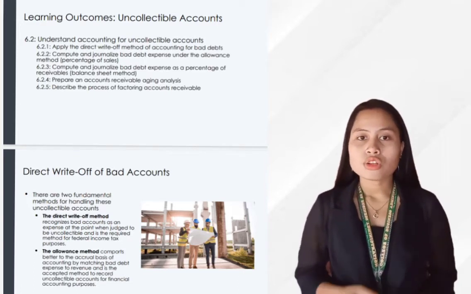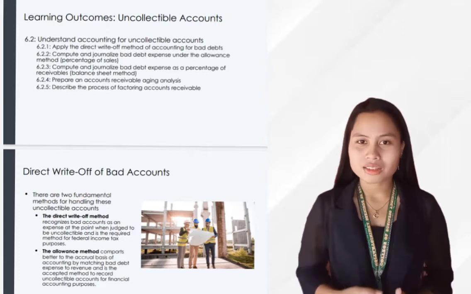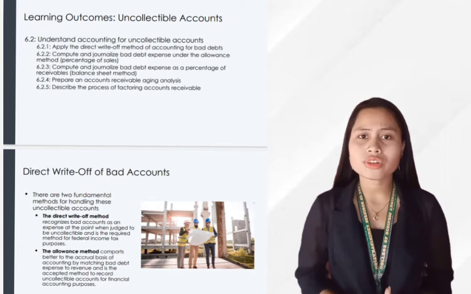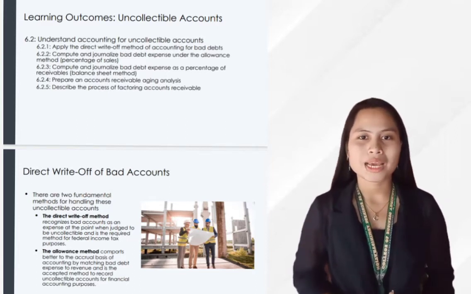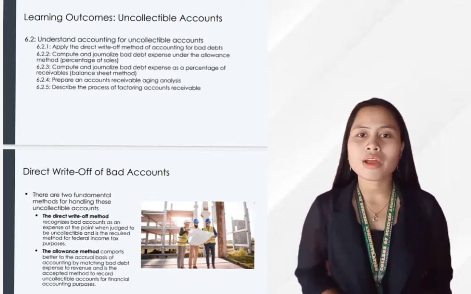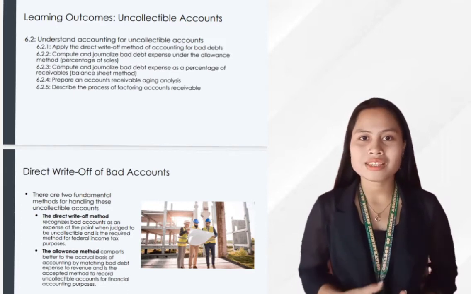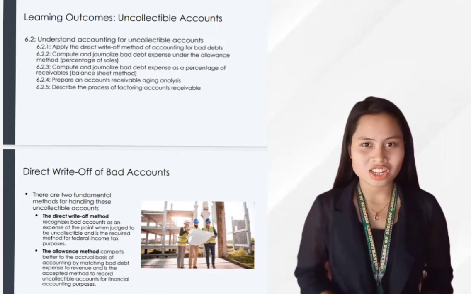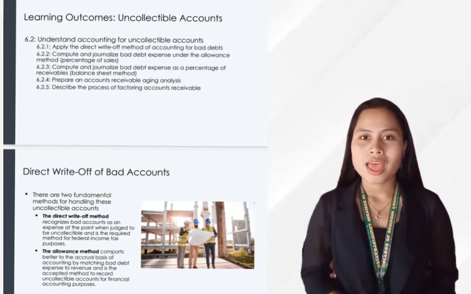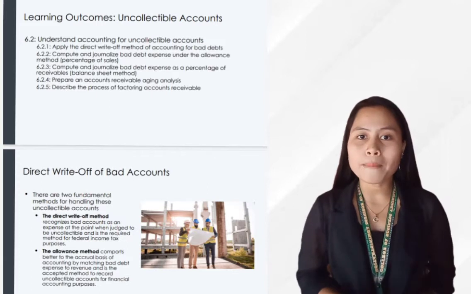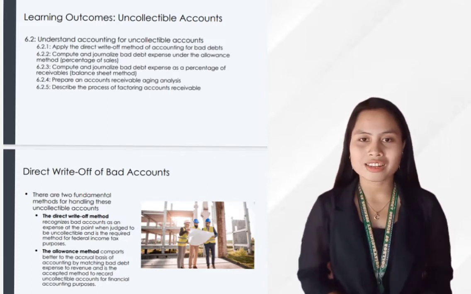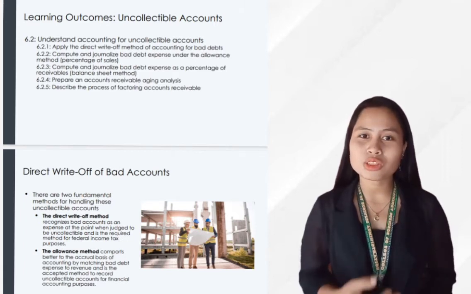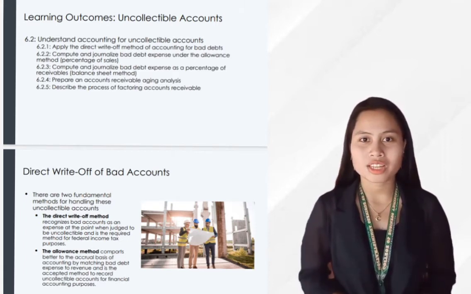There are two fundamental methods for handling these uncollectible accounts. So first is the direct write-off method. The direct write-off method recognizes bad accounts as an expense at the point when judged to be uncollectible, and also is the required method for federal income tax purposes. So, the required method is gamiton na siya for income tax reporting.